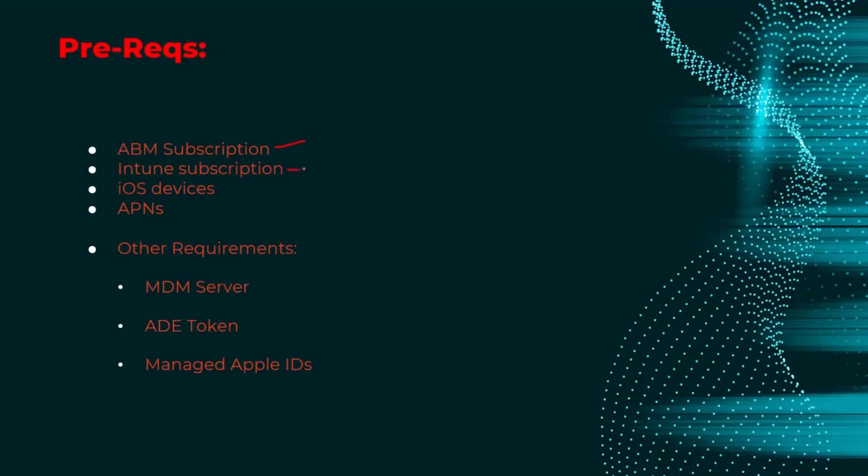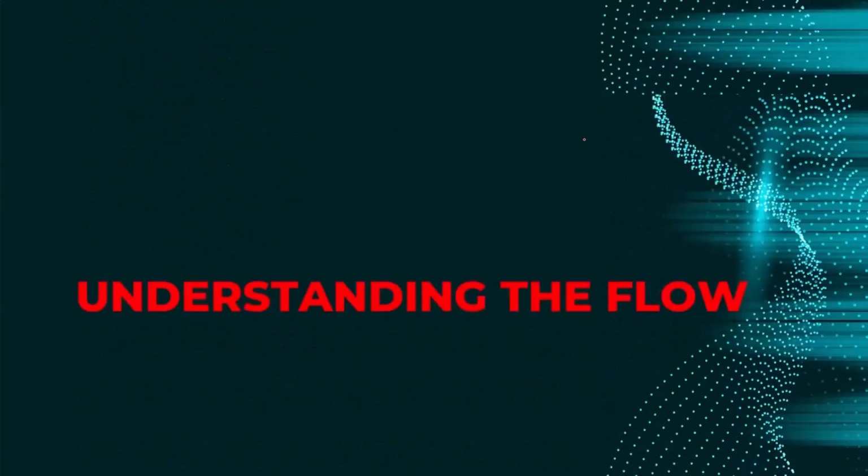We need to have an Intune subscription and obviously Intune license and obviously an Azure tenant. We need to have iOS devices. We need to set up Apple push notification service. And later on, we are going to see we need to set up an MDM server, an ADE token, and managed Apple ID, which is optional. So we are going to meet all these prerequisites, and we are then going to set up everything.